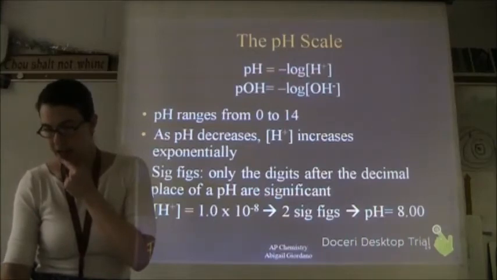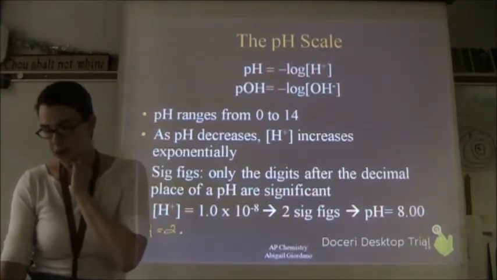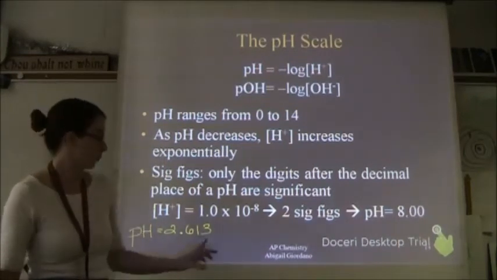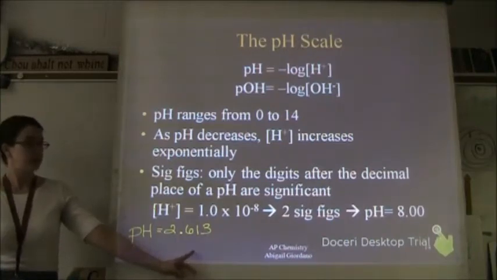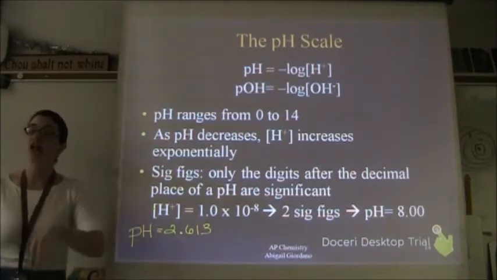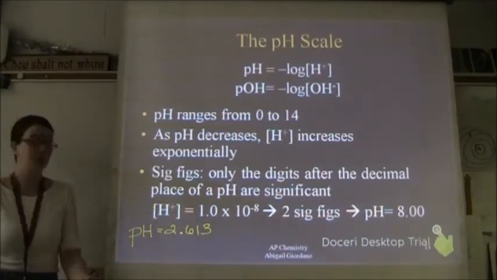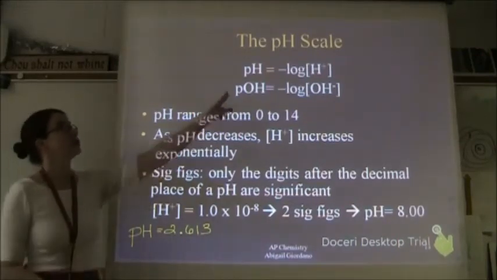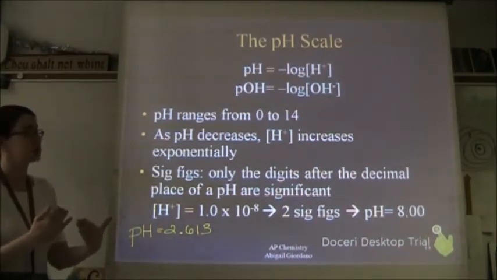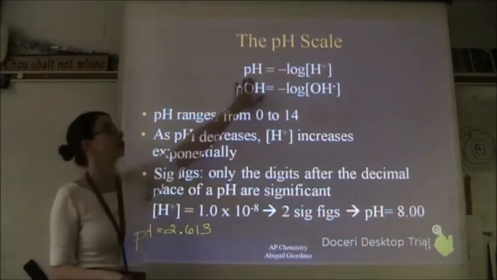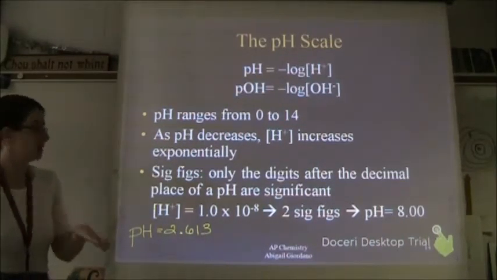Let's say I give you a pH of 2.613. And I say to you, please calculate for me the hydrogen ion molarity, the hydrogen ion concentration. First of all, let's make sure that we are comfortable doing that in your calculators, because this was a skill required on our last test, and many people did not know how to do it.